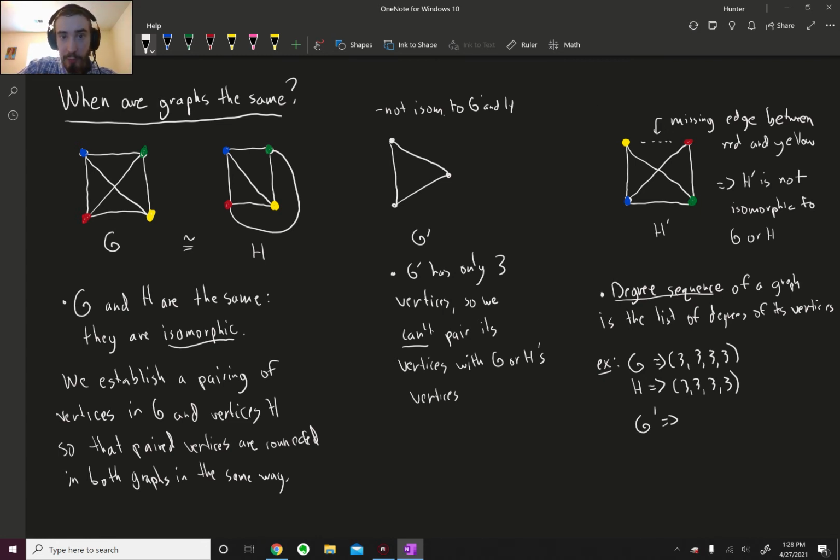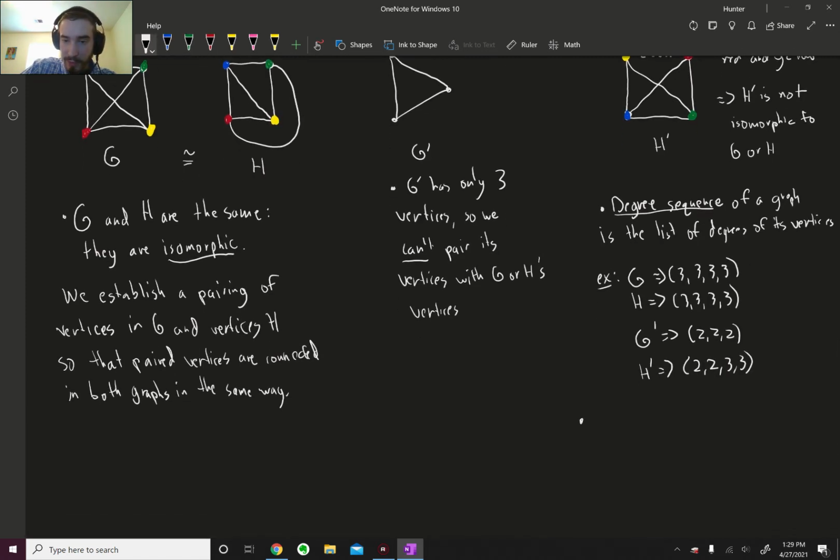G prime has 3 vertices that all have degree 2. Each of them has 2 edges. So it has degree sequence 2, 2, 2, 2. And then H prime is maybe the most interesting of these degree sequences because not every vertex has the same degree. So you can see in H prime we have 2 vertices, red and yellow, that have degree 2. They each have 2 edges. And 2 vertices, blue and green, that each have degree 3 with 3 edges attached to them. So the degree sequence of H prime is 2, 2, 3, 3.